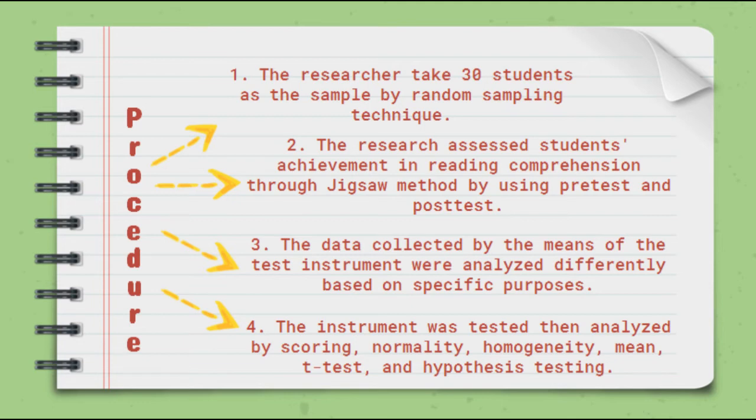The third step is that the data collected by means of the test instrument were analyzed differently based on specific purposes. And the fourth step is that the instrument was tested and then analyzed by scoring, normality, homogeneity, mean, t-test, and hypothesis testing.